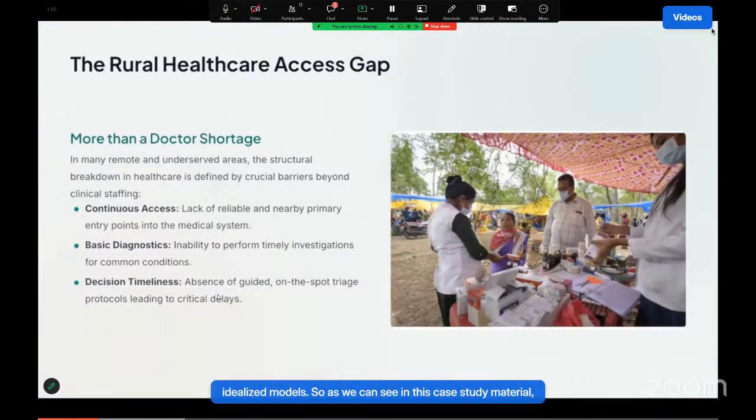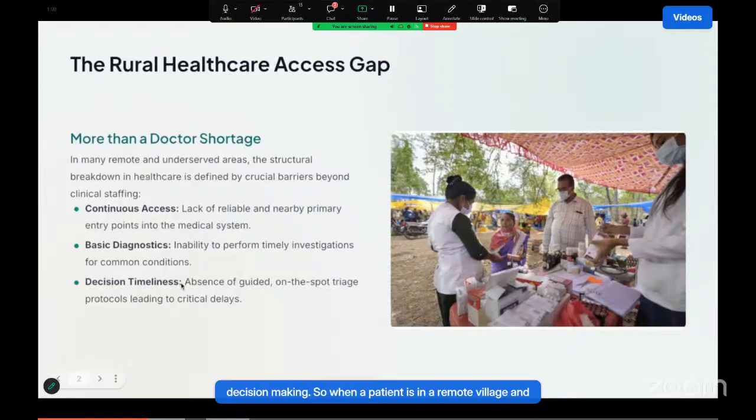So as we can see in this case study material in this particular image, the crisis is in underserved areas, and it isn't just a static shortage of doctors. So we're not speaking of there not being that many doctors there. We're talking about the access. There's not much access, or the access is so much harder for these patients to get. So it's going to be the lack of continuous access and basic diagnostics and timely clinical decision making.